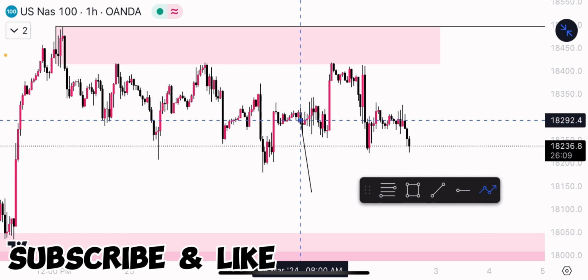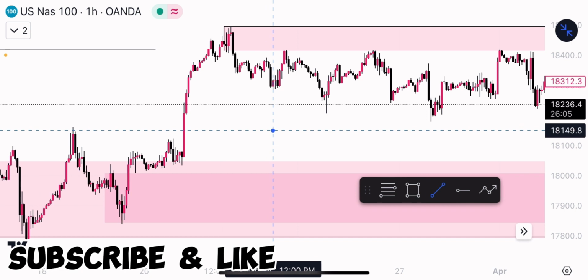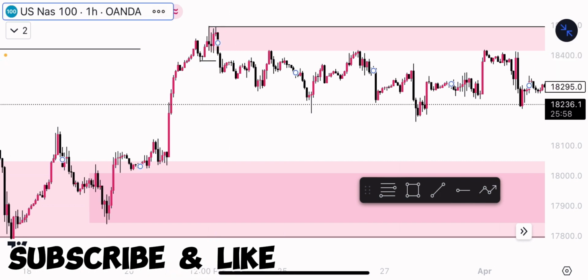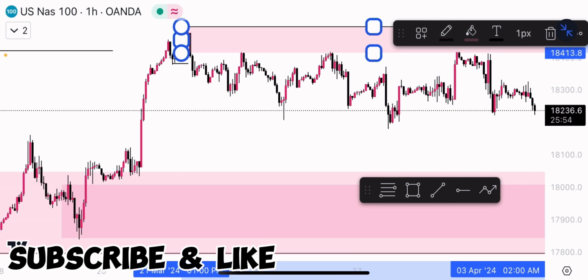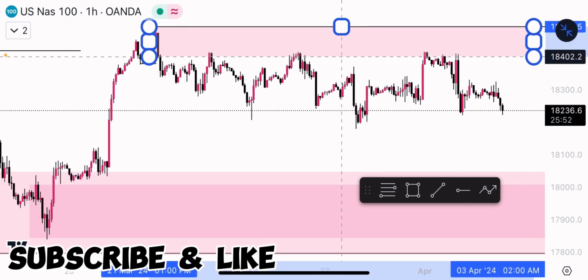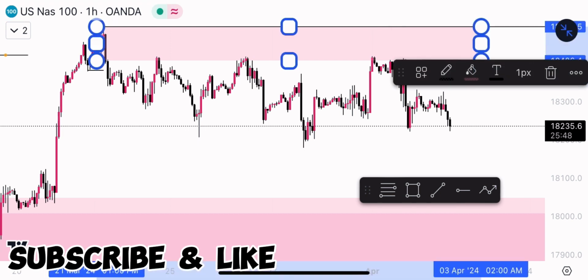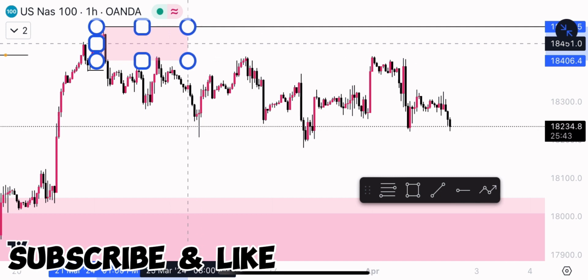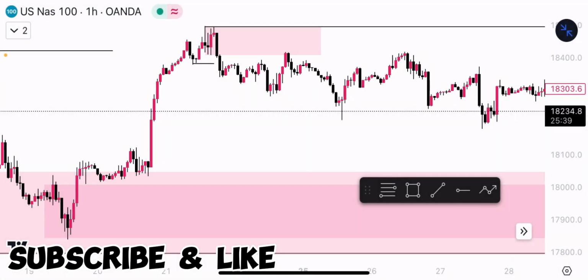So if you are selling here, because this was the low I was telling you, it broke there on the 4-hour time frame. So there was a change of structure on the 1-hour time frame, and there was also a bearish order block right there. So let me just put this right here for a better understanding.